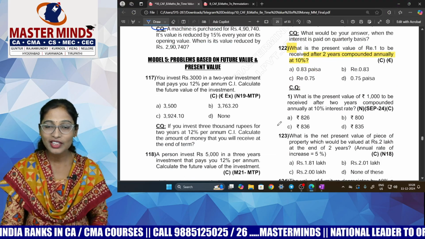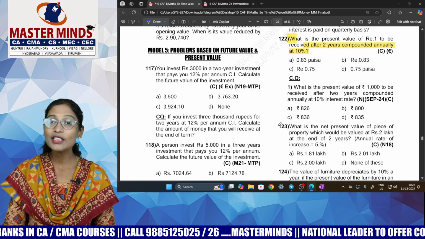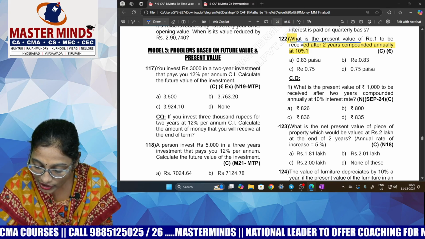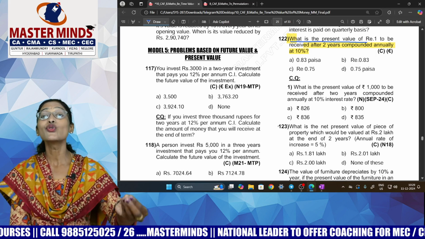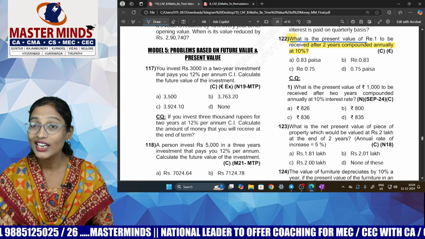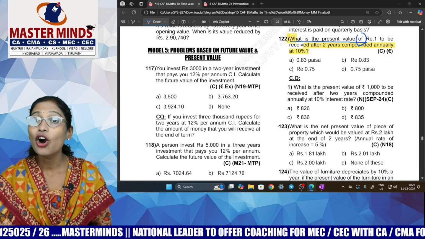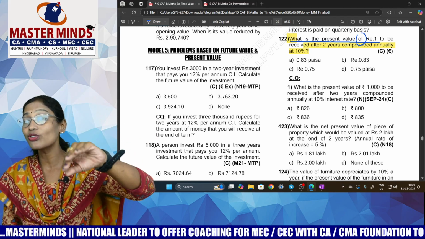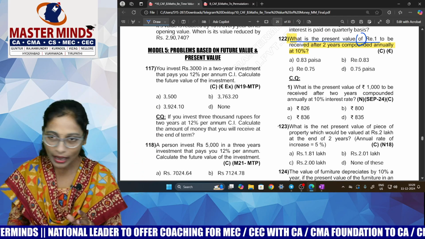Now let me come up with the other question. So what is the present value of? Guys, try to understand. You have to calculate the present value. Of whom do you have to calculate it? Of 1 rupee. So the present value of 1 rupee, what will that 1 rupee be? Future value. Madam, we still don't understand.